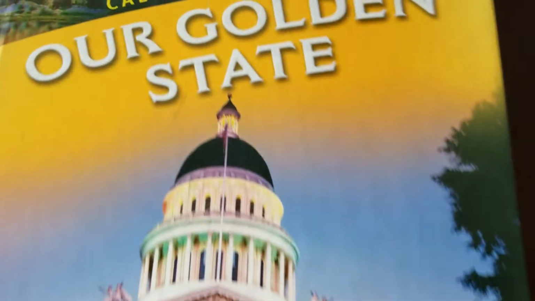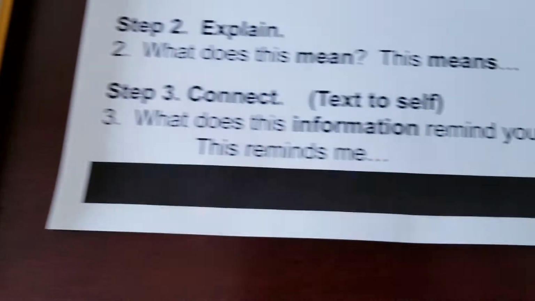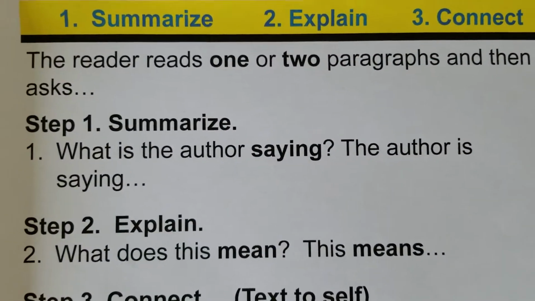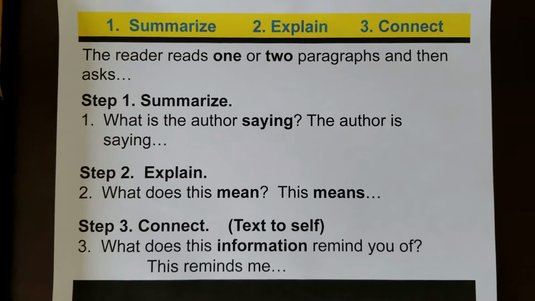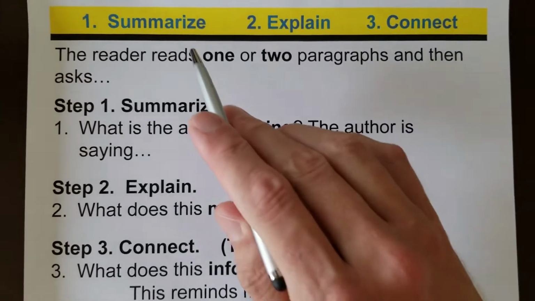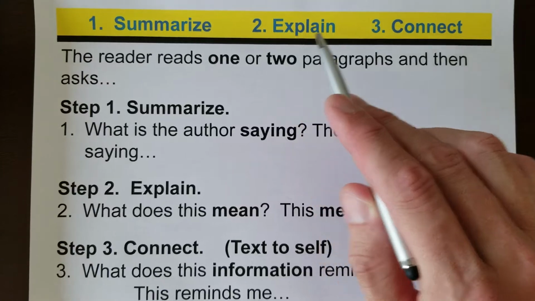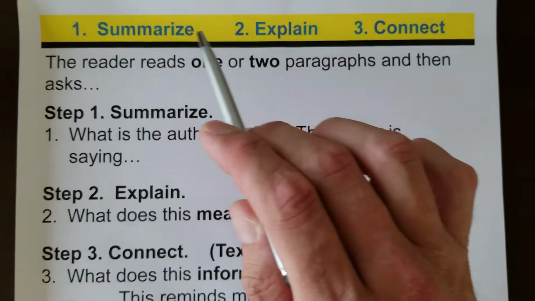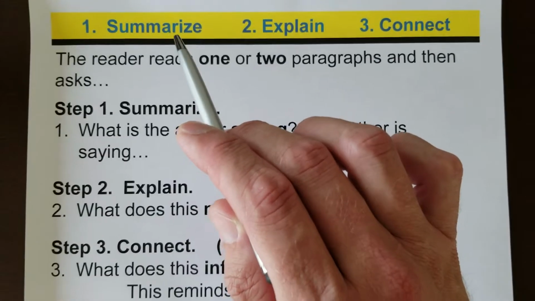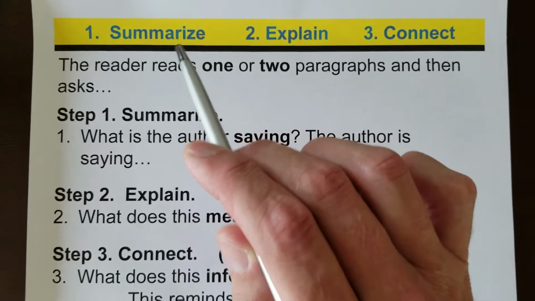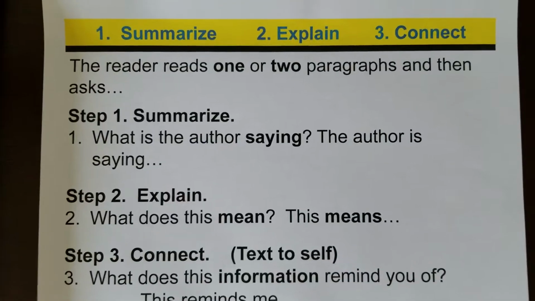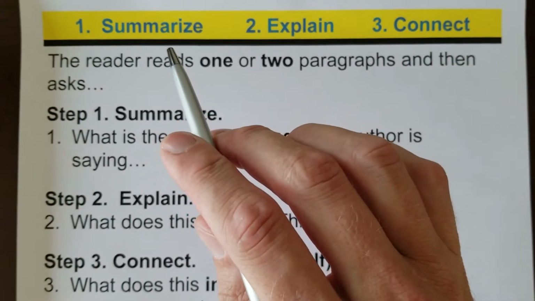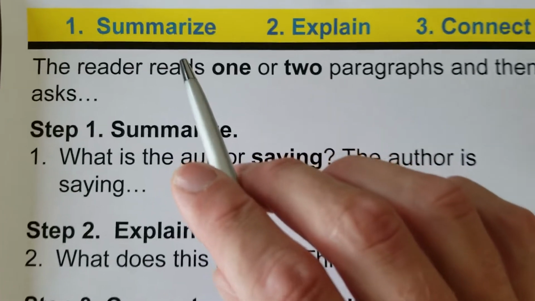This is a recording for the book Our Golden State, but before we do that, there's an introduction to a very effective summarizing template. It goes like this: summarize, explain, connect, a 3-step process. Before you get to step 2 and step 3, you need to be able to do step 1. Summarizing is one of the hardest skills for students to do, yet it is one of the most effective skills to build reading comprehension the fastest. So that's what we're going to focus on.